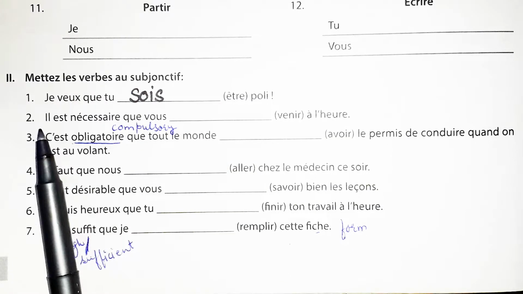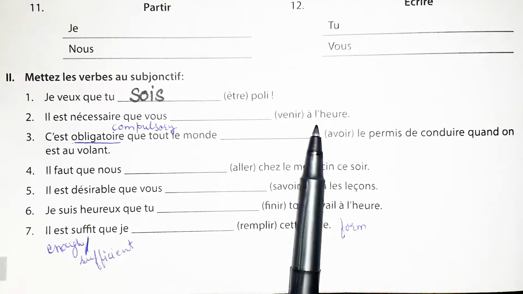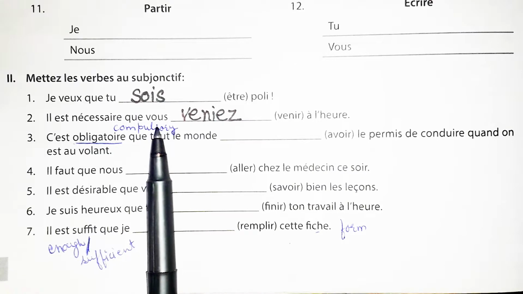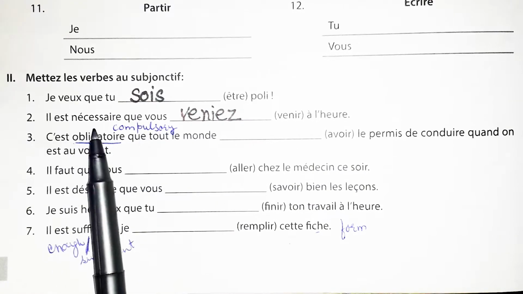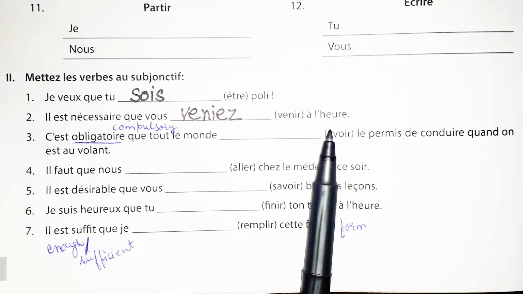Now the next sentence is il est nécessaire que vous dash à l'heure. Now the verb is venir. We have conjugated the verb with vous. Il est nécessaire que vous veniez à l'heure. That means it is necessary that you come on time.